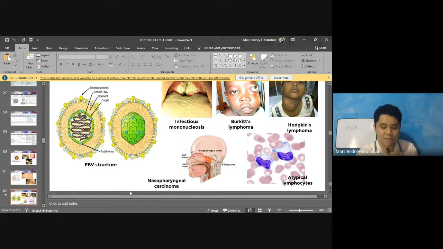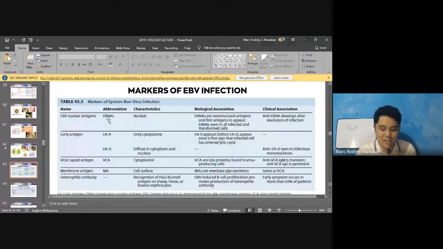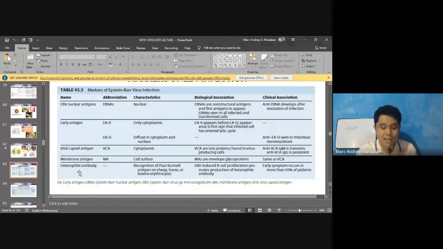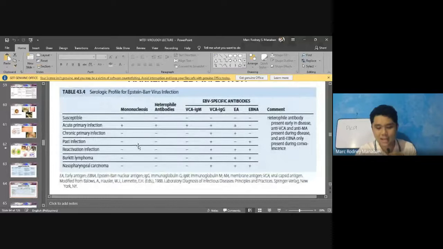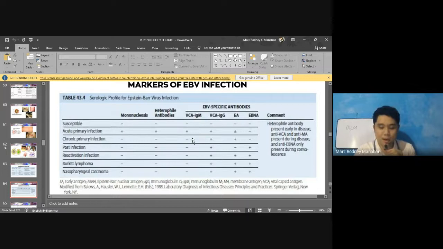Markers of EBV infection, take note of the antigens, no? And then, the antigens. And also heterophil antibodies. As mentioned, heterophil antibodies are antibodies that can react to antigens found on different species such as sheep, horse, or cattle, bovine. Alright. And of course, for the markers, I will not intensify or discuss them because we lack time, actually. We still have DNA viruses to cover and it's almost 11. But anyway, that's for the interpretation of the markers of EBV.